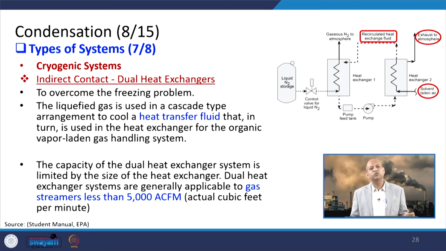When we talk about indirect contact dual heat exchangers, this is used for overcoming freezing problems. There are two chambers. The liquefied gas is used in a cascade type arrangement to cool a heat transfer fluid, which in turn is used in a heat exchanger for the organic vapor laden gas. The capacity of the dual heat exchanger system is limited by the size of the heat exchanger, and dual heat exchanger systems are generally applicable for gas streams of less than 5000 actual cubic feet per minute. So, that is again a limitation of this system.